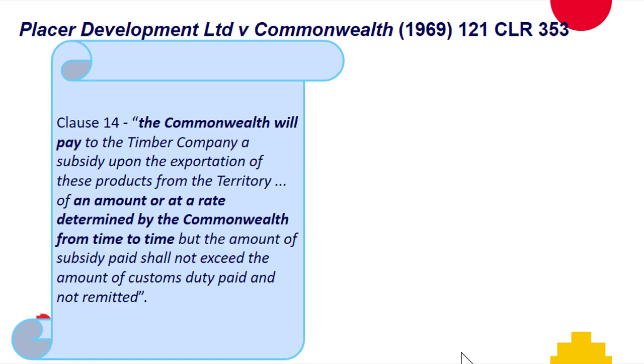Contract. Another one with the Commonwealth. Very hard to get a contract with the Commonwealth, isn't it? The Commonwealth will pay to this particular timber company a subsidy on the exportation of these products from the territory of an amount or at a rate determined by the Commonwealth from time to time, but the subsidy will not exceed the amount of customs duty that you have paid. In other words, we want you to export timber.